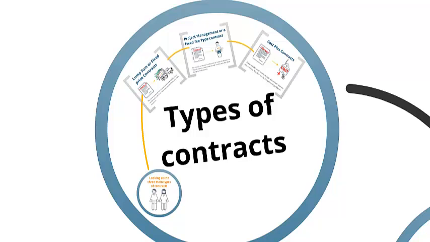The next type is project management or fixed fee type contracts. They're not as common, but they're probably the fairest contracts of all. They do require a reasonable amount of effort from the client during the build process though. And the last type is cost plus contracts. These are the most common for renovations, but they can be fraught with problems.